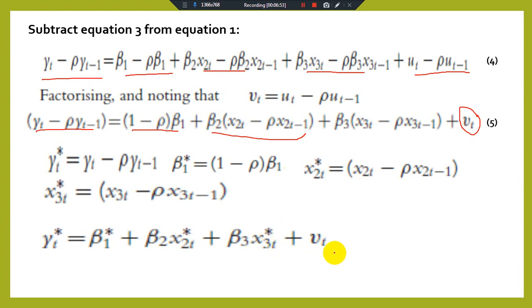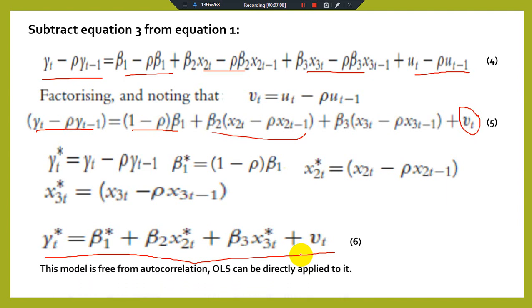Now, following the Cochrane methodology, there is no autocorrelation issue in this model. Now you can apply OLS on this equation 6, but following the applied literature, it is best that you apply the generalized least squares method on this equation for getting the values of the parameters beta 1, beta 2 and beta 3.